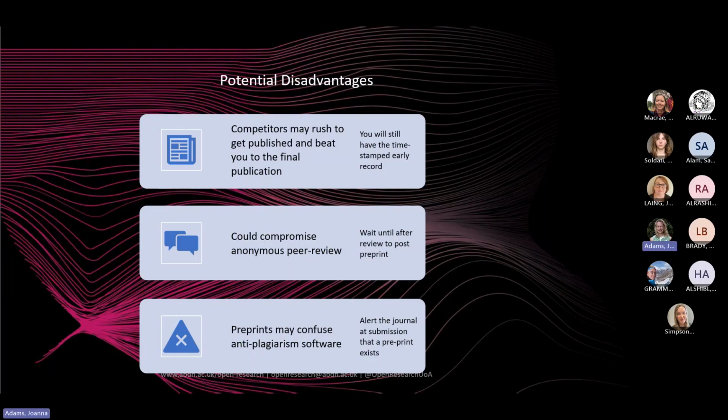Some journals use anti-plagiarism software, and it is possible that software will pick up a preprint and flag up to the journal that it's previously been published. But as long as you alert the journal at submission that there is a preprint, and I think many of them actually ask that as part of the submission process, again, that shouldn't be a problem.